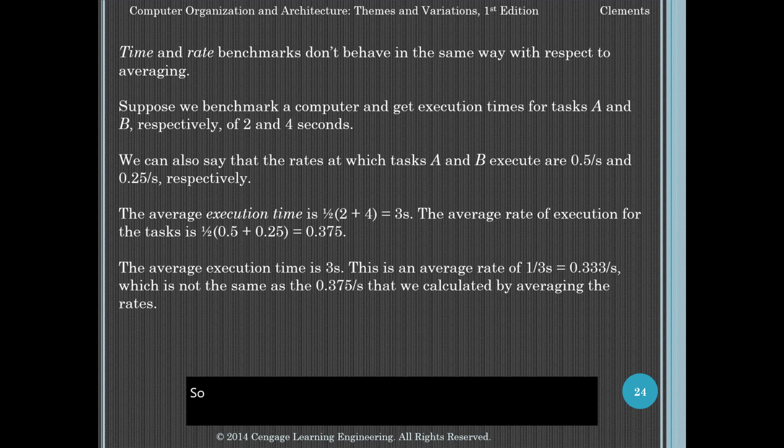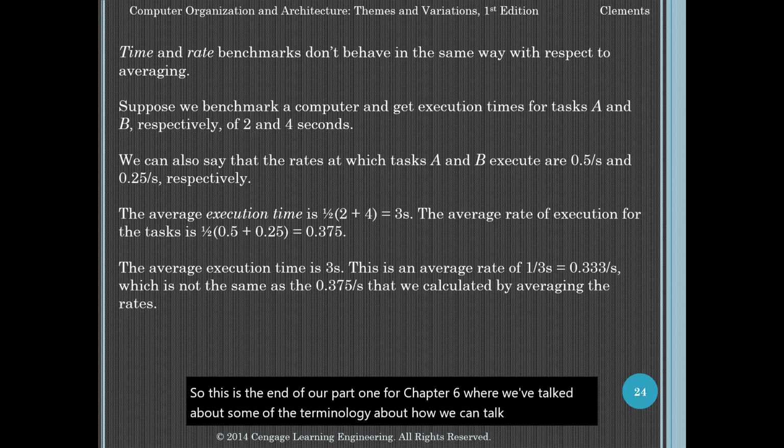So this is the end of part 1 for chapter 6, where we've talked about some of the terminology, about how we can talk about performance, and some of the meanings and metrics. In the next section, we'll start to dig into clock rate and some of the things we can look at when we're talking about computer performance.